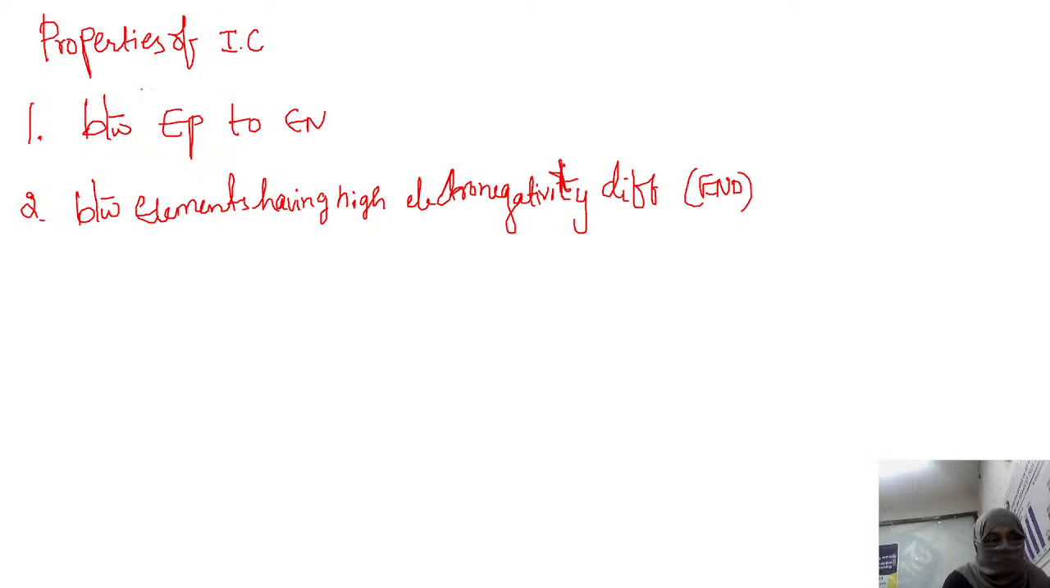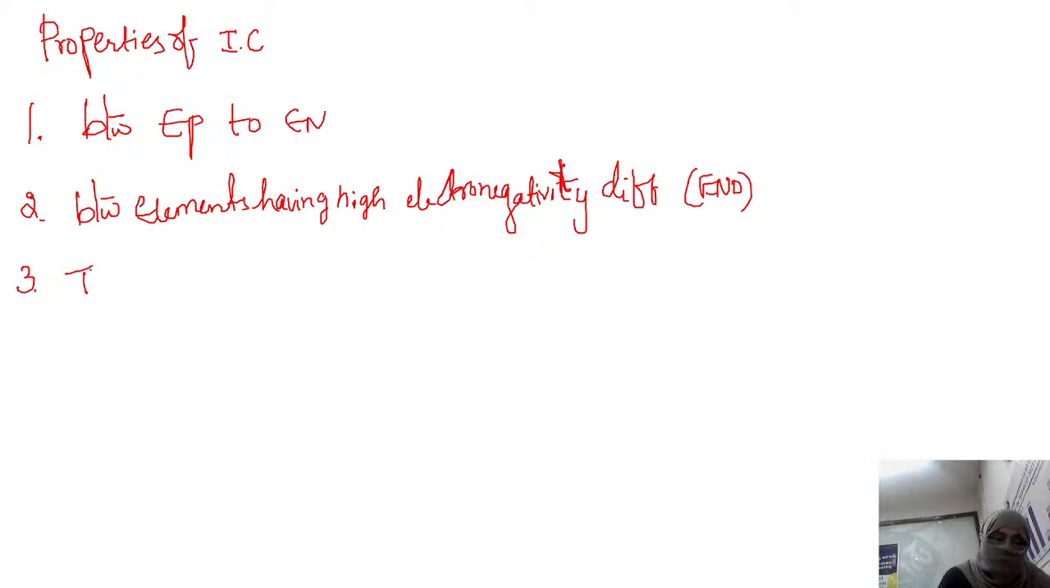So the second point is that between two elements, for an ionic bond to form, the two elements should have high electronegativity difference, right? Ask me in the chat box if you're not getting it. I can explain in detail if you want. So two properties are done.